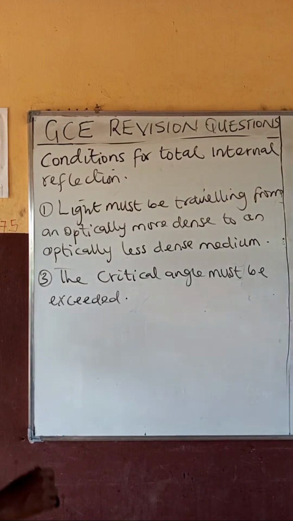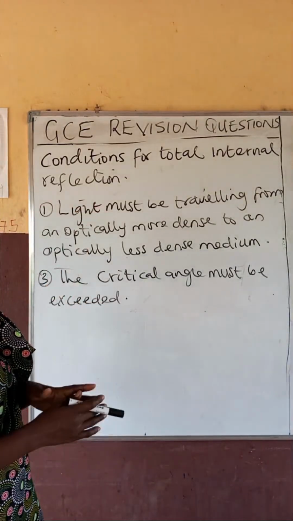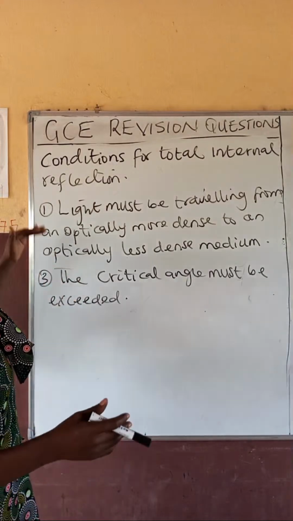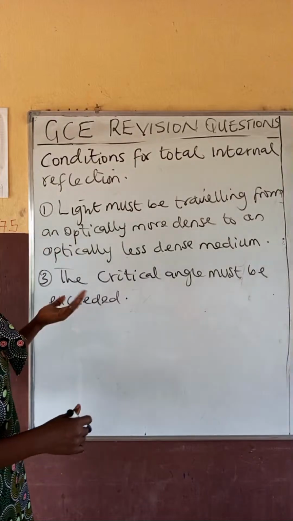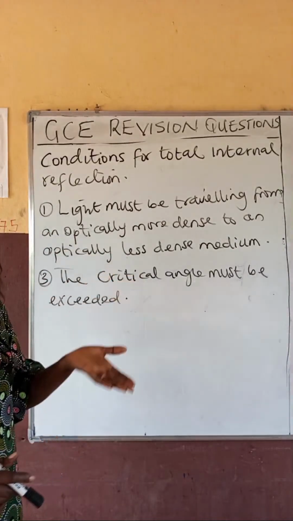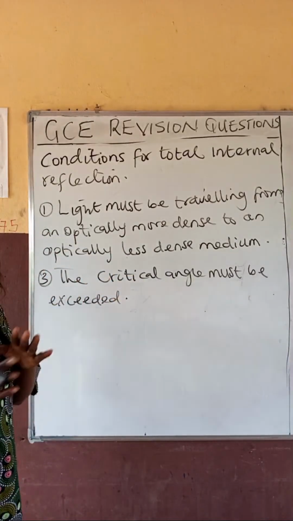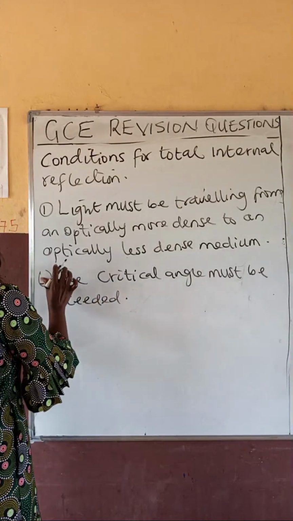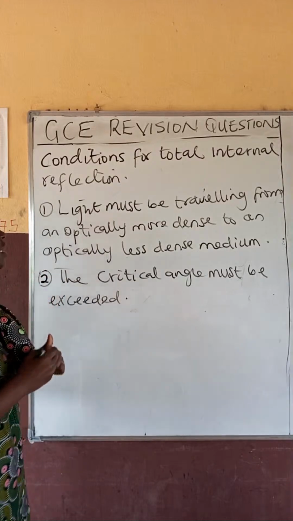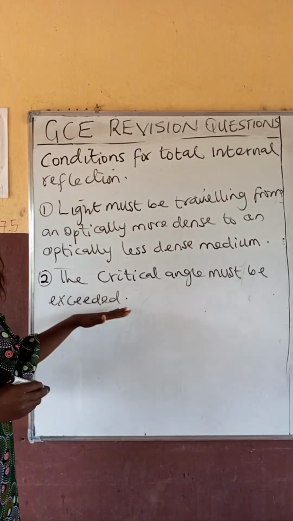All right. So we're looking at the conditions necessary for total internal reflection to occur. One, light must be traveling from an optically more dense to an optically less dense medium. That is one condition. Then two, the critical angle must be exceeded.